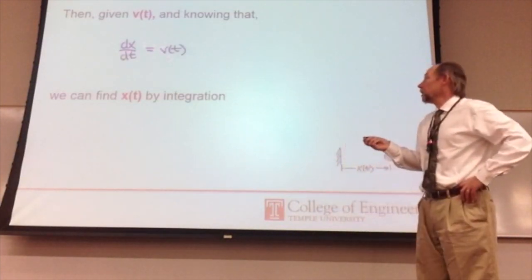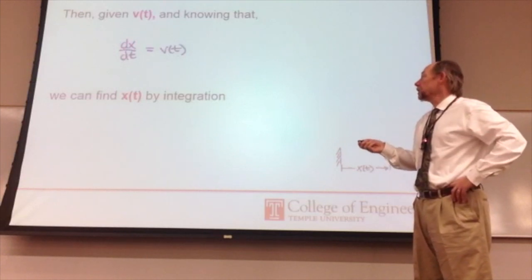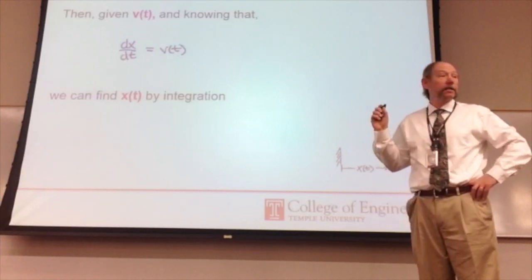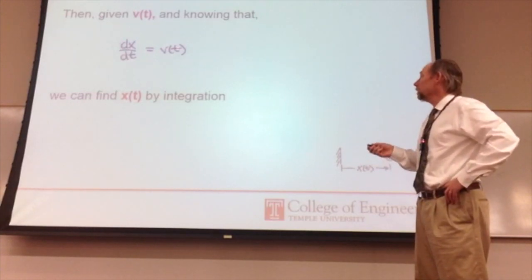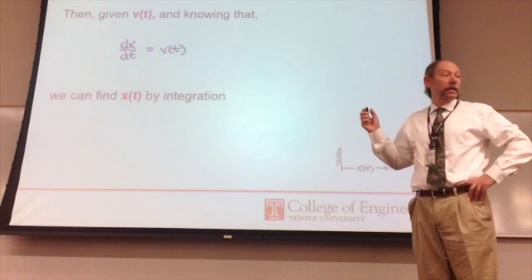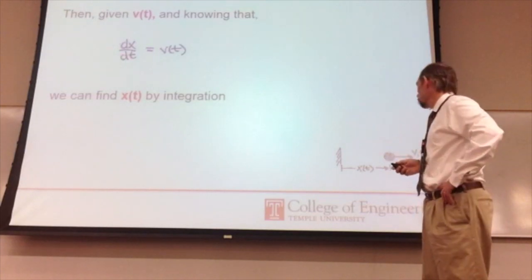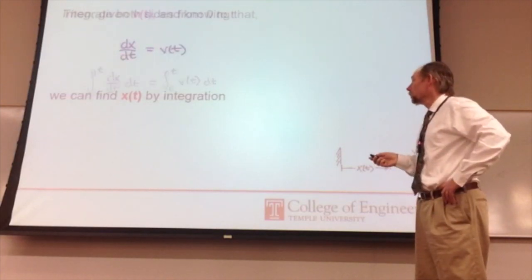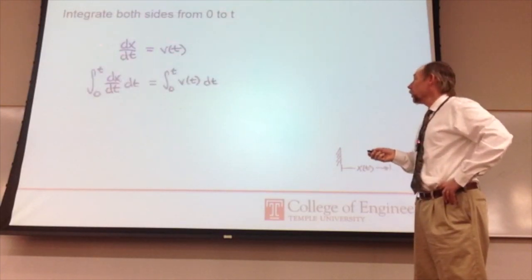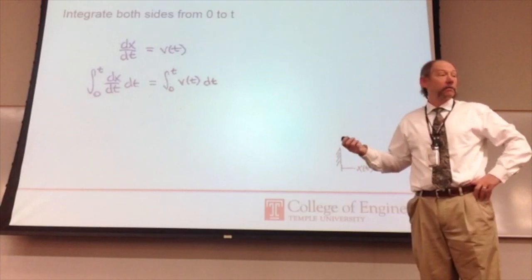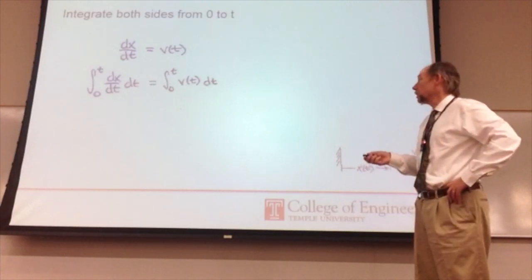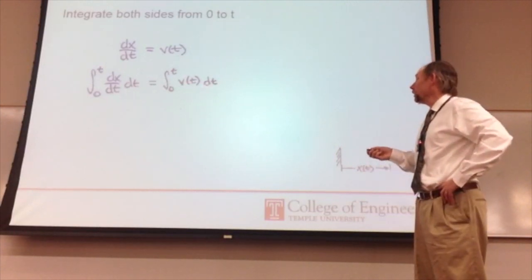So the next step is to find the position. And again, it's the same process. The derivative of position with respect to time is equal to the velocity. So we can find x of t now that we know the velocity that we just found in the previous slide. Take the integral of both sides. The integral of this derivative of x with respect to t is x evaluated from 0 to t, and the integral of v of t dt.